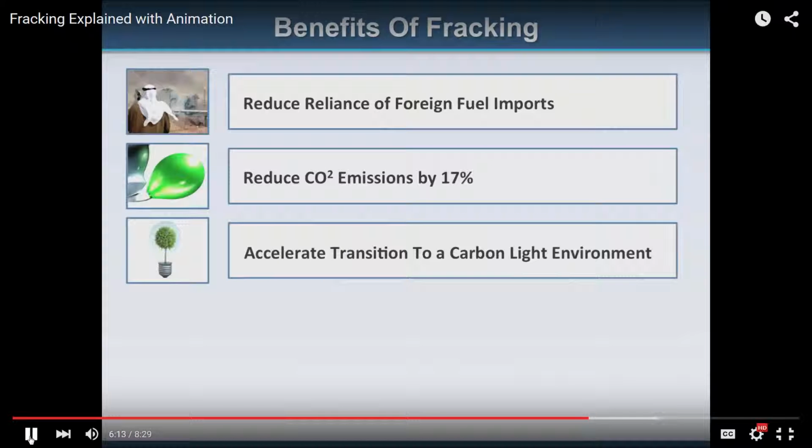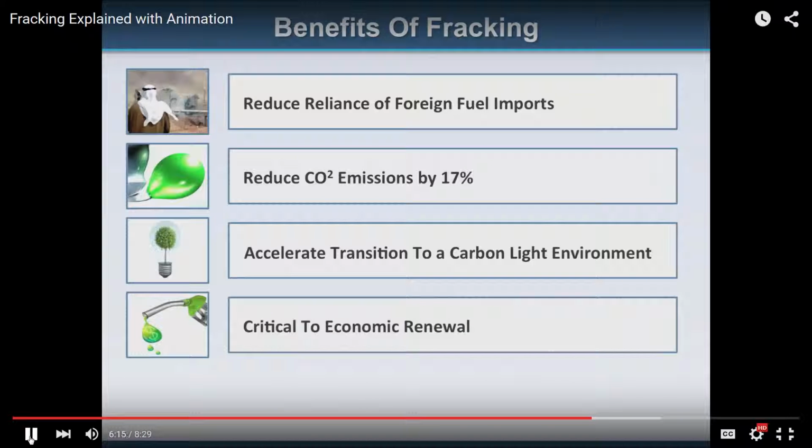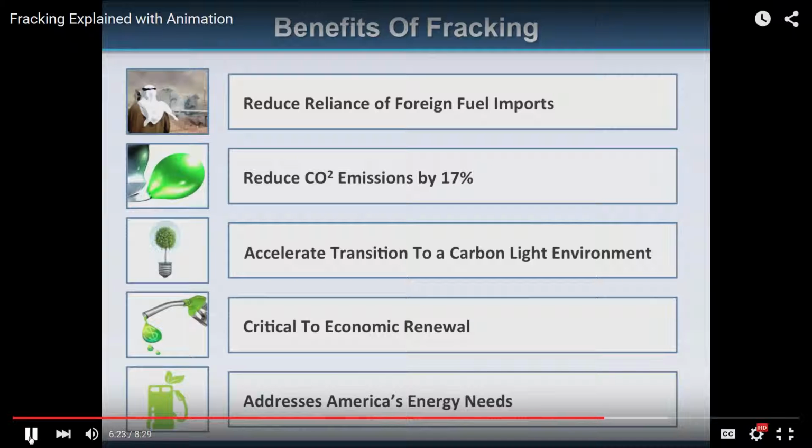Moreover, the abundance of natural gas on U.S. soil will not only support America's energy needs for a longer period of time than other fossil fuels, it will also create jobs, stimulate the economy, and enable the United States to produce its own energy supply that in turn reduces our need to rely on foreign fuel imports.